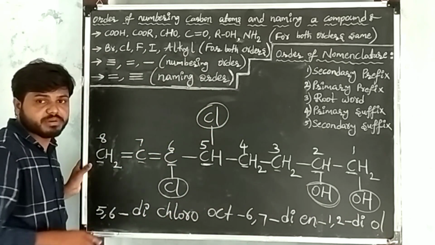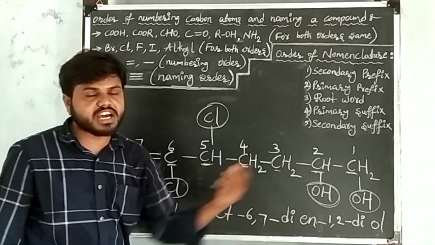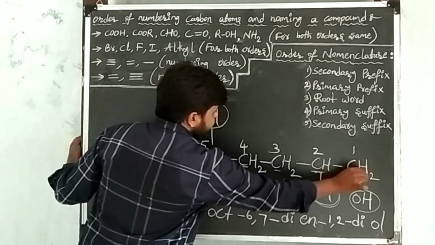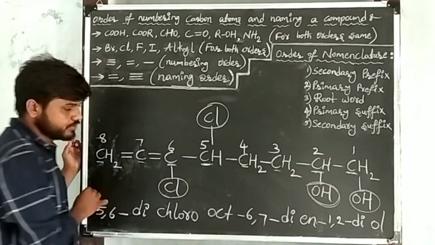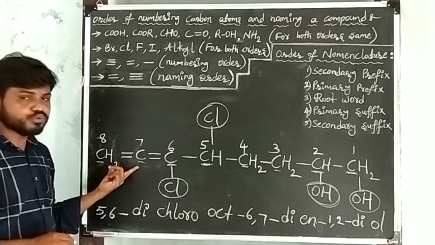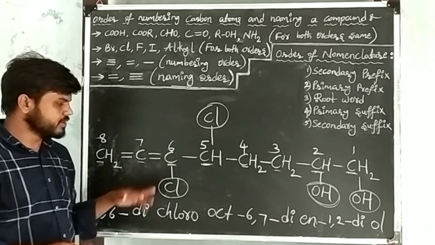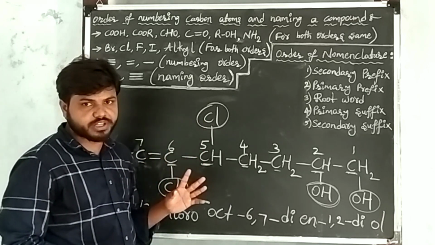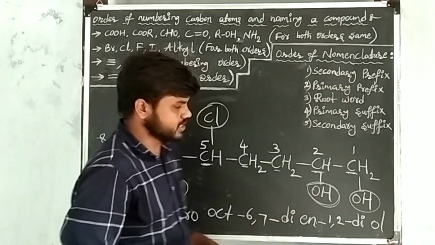This is the IUPAC name of the given carbon compound. I am repeating: this is the given carbon compound, and this is the principal chain of the carbon compound. Between these two carbons there is one double bond, and between these two carbons another double bond. At this carbon one chlorine, at another carbon also one chlorine. These two chlorines belong to secondary prefixes, right?